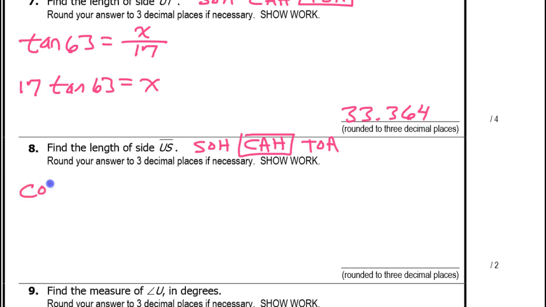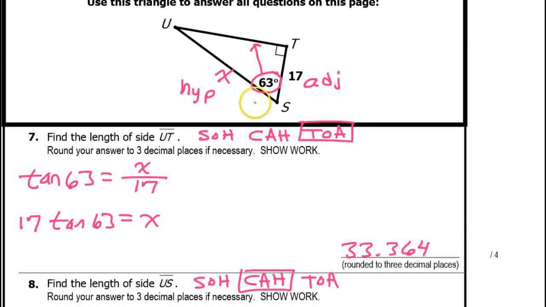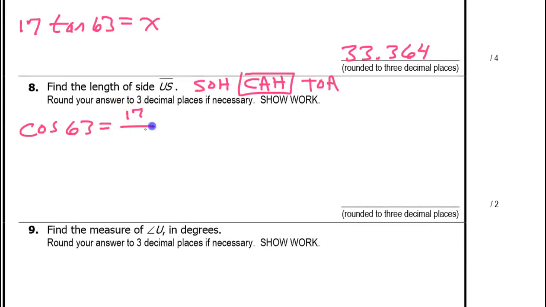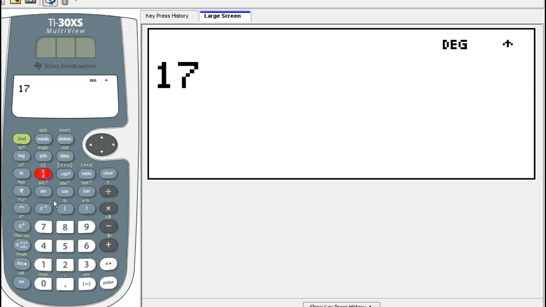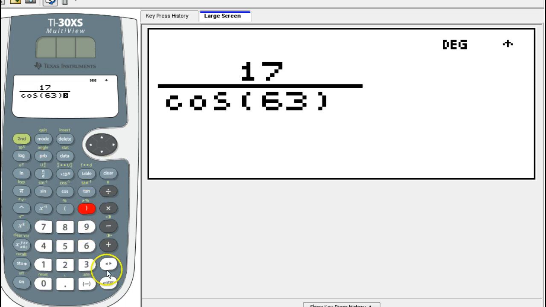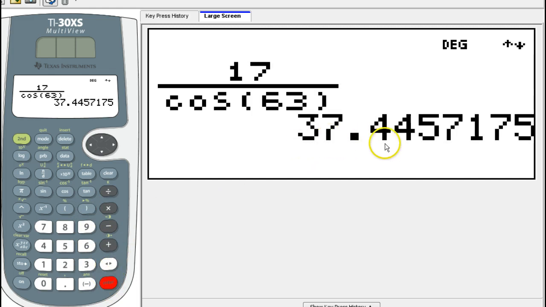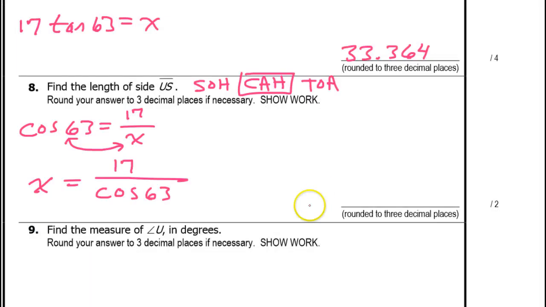So I'm going to say cosine of 63 equals adjacent over hypotenuse, so 17 over x. When the variable is in the denominator, that's when you can swap these. So the equation will become x is equal to 17 over cosine 63. So 17 over cosine 63. 37.446. Got to round up. 37.446.